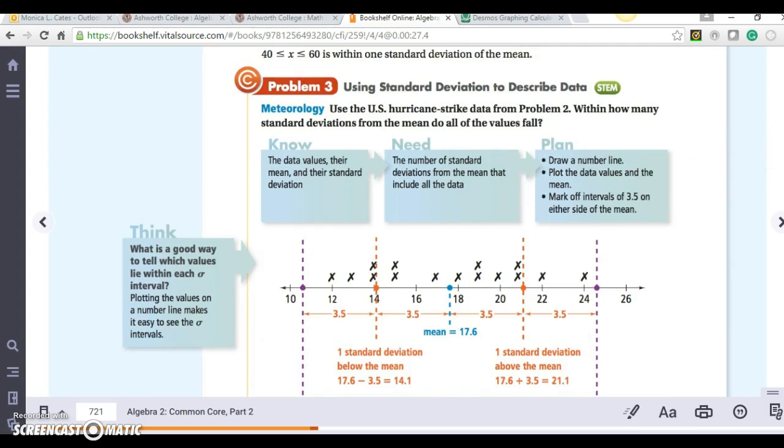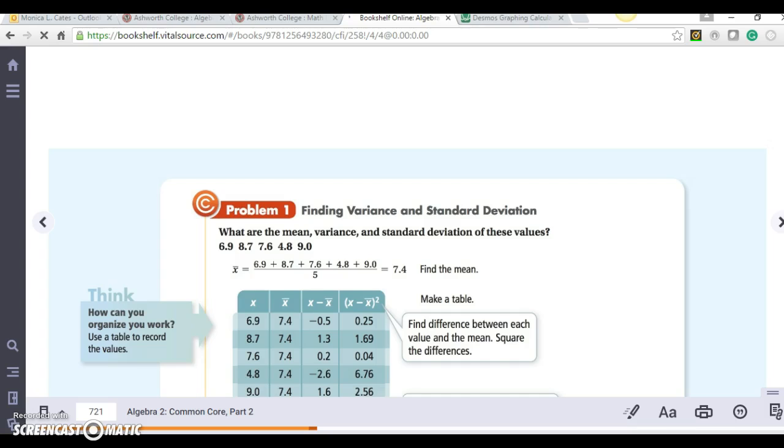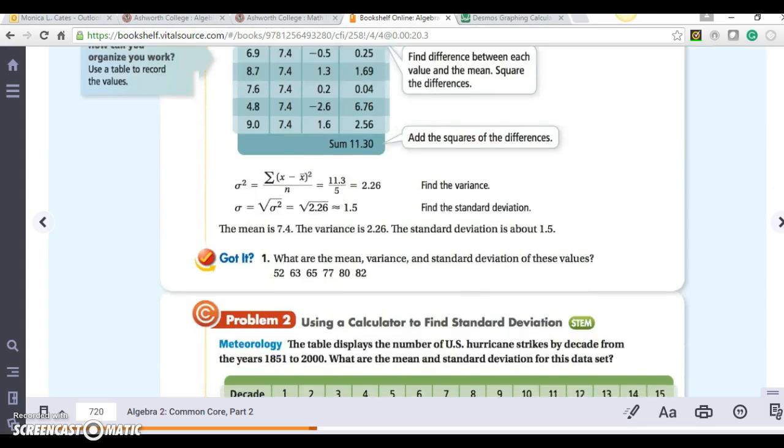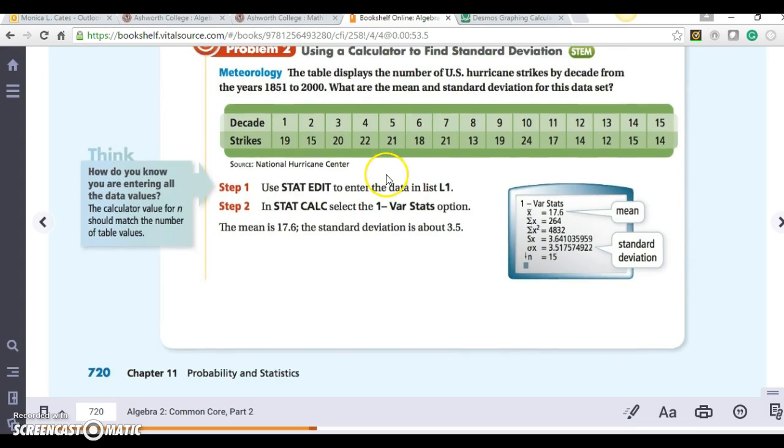So let's use standard deviation to describe data for problem 3. It says use the U.S. hurricane strike data from problem 2. Within how many standard deviations from the mean do all the values fall? So going back to problem 2, and this data set that they have here. So these are the strikes that we have.